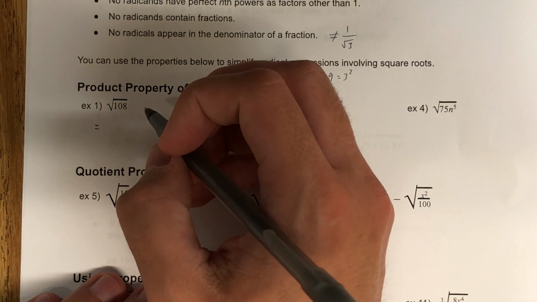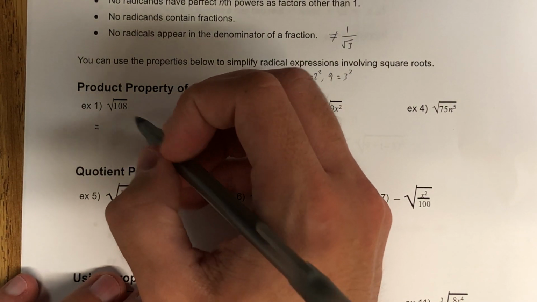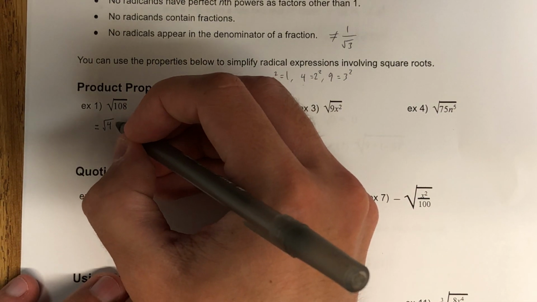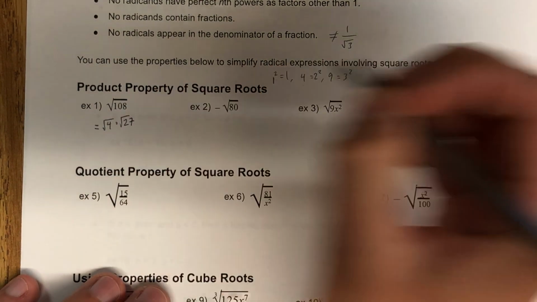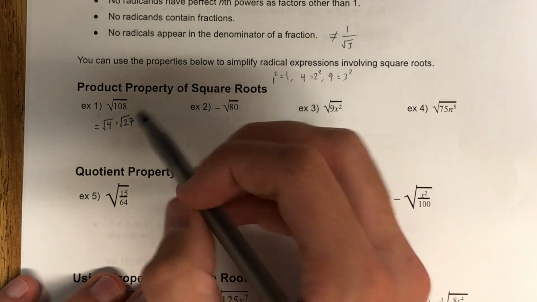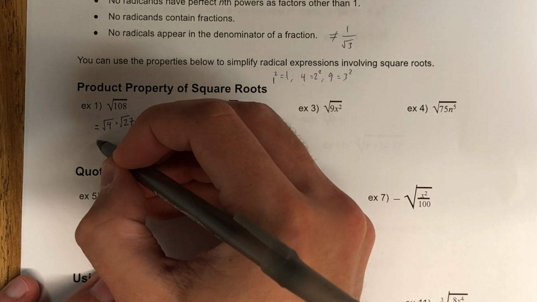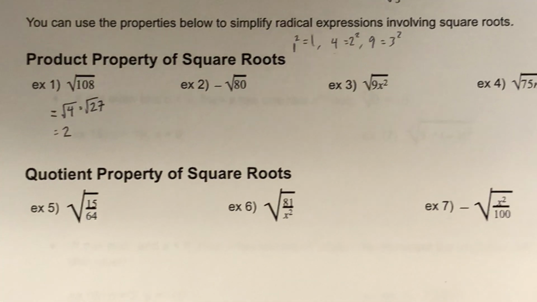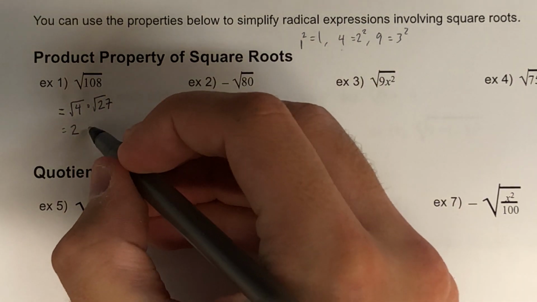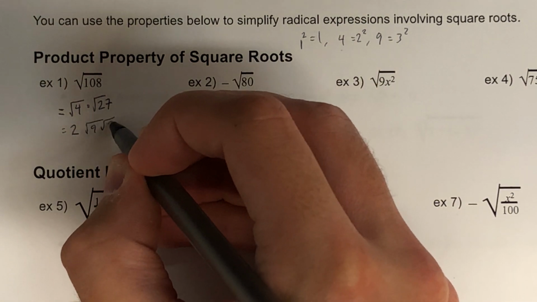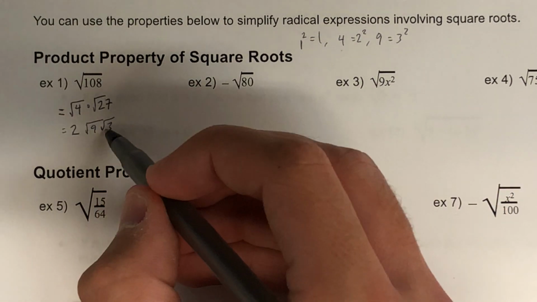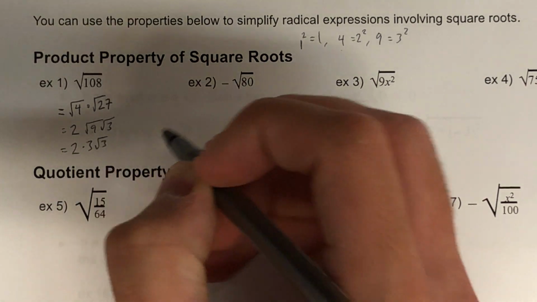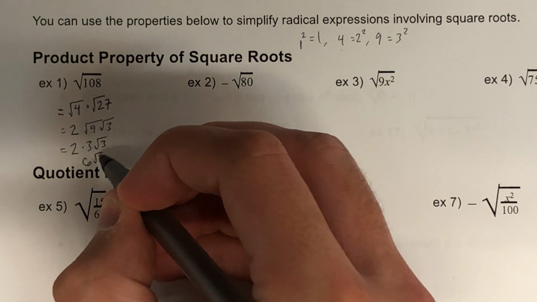So we think, are there any perfect squares that factor out of 108? Well, we can start small with 4. 4 times 27 is 108. And we know the square root of 4 is 2. In addition to that, 9 is a factor of 27. 9 times 3 is 27, so this will factor into the square root of 9 and the square root of 3. 2 times 3 here, because the square root of 9 is 3, so we get 6 root 3.